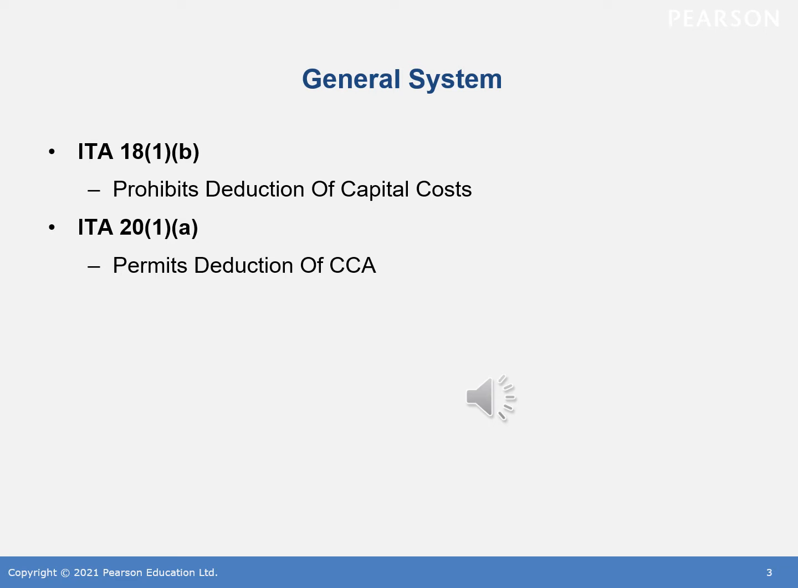It's important to remember that under the Income Tax Act, Sections 18 and 20 talk about capital costs not being allowed to be deducted. However, it adds the fact that you can claim capital cost allowance, which is amortizing or depreciating the assets over the estimated life of those assets to incur an expense against earned income.